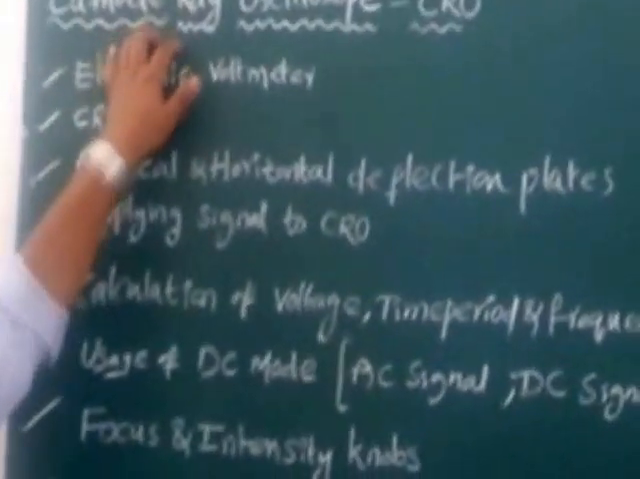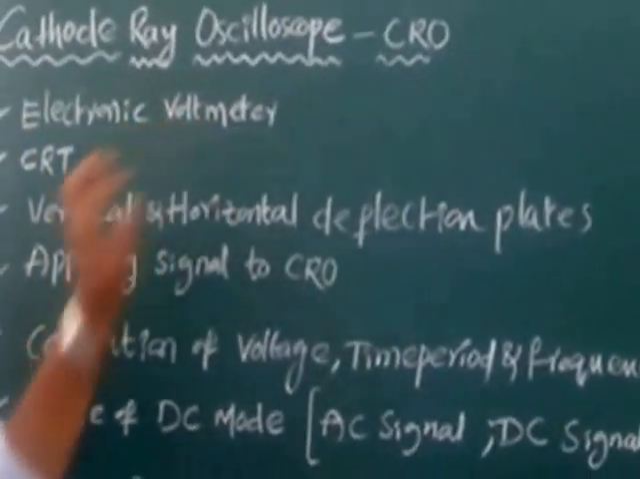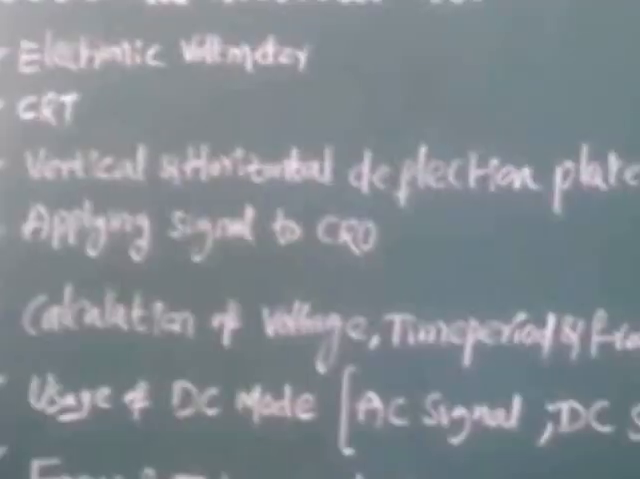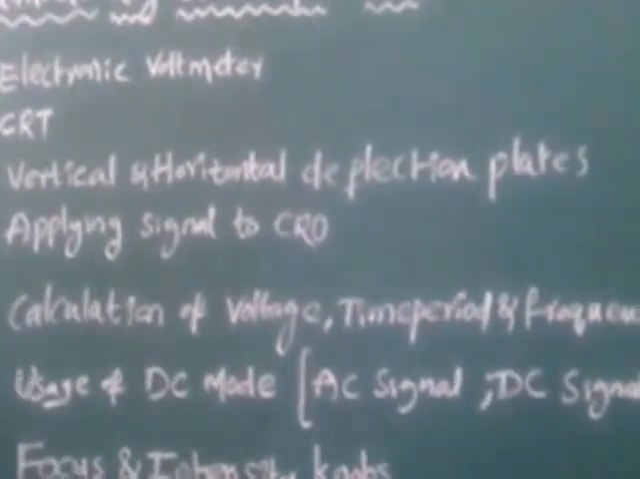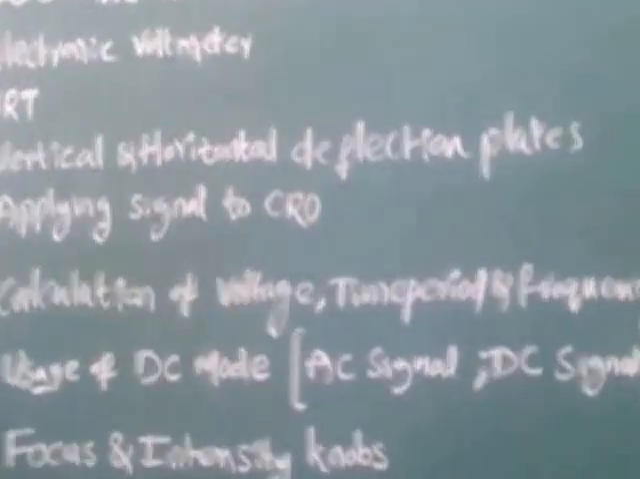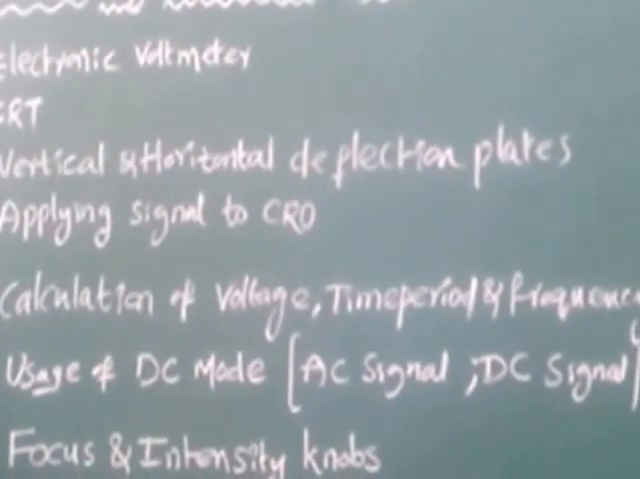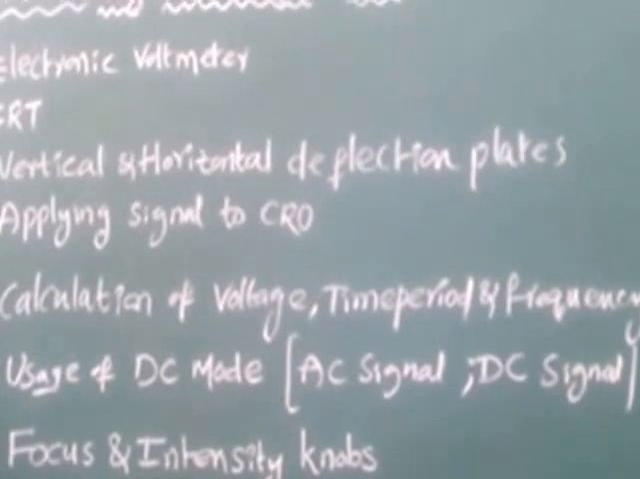So CRO is nothing but an electronic voltmeter only. In general, a voltmeter is used to measure the voltage. It may be AC voltage or DC voltage. If you want to measure the DC voltage, we need to use a DC voltmeter. If you want to measure the AC voltage or RMS value of the AC signal, then we need to use the AC voltmeter.